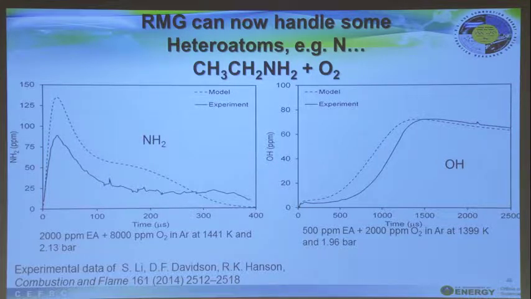This is ethylamine oxidizing. Ron Hanson's group did experiments where they measured NH2 as a product from this, and they also measured OH. The solid line is Ron Hanson's measurements with laser spectroscopy in a shock tube, and the dotted lines are the model predictions from RMG. It's not perfect, but from the point of view of a lot of managers, this is close enough, right? They're not scientists; they don't really care about a little deviation here or something wrong. But anyway, it's close. So we can do it.